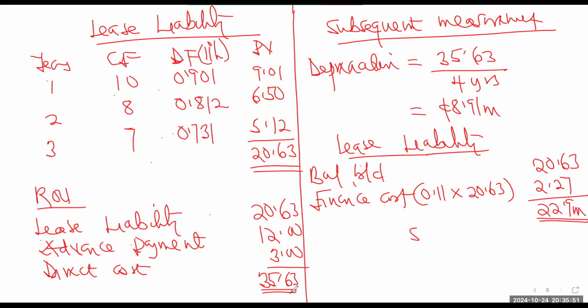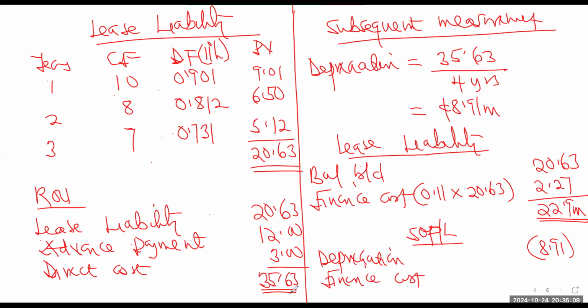So you come to your statement of profit or loss. You have depreciation of the asset to be 8.91. Then you have finance cost. Finance cost to be what? 2.27. Statement of financial position. What are we going to be having?